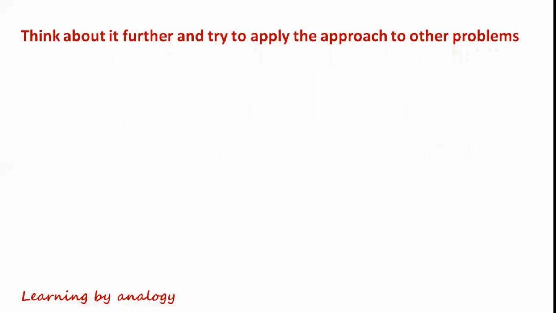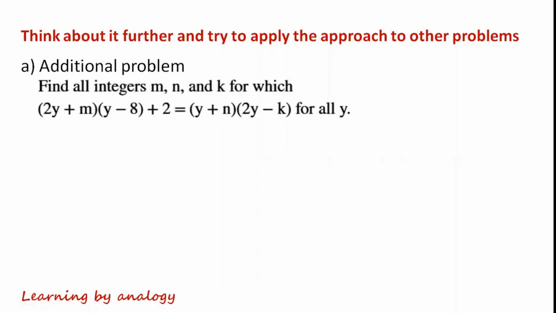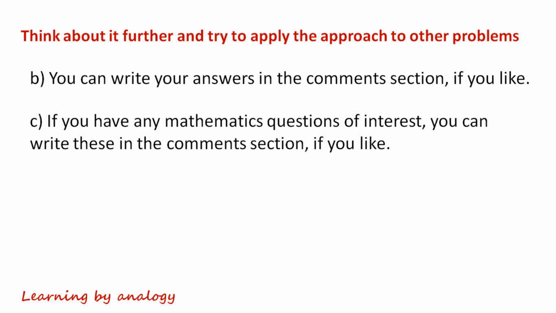Think about the thought process for the previous question further and try to apply the approach to other problems. Such as this one. Find all integers m, n, and k, for which (2y + n)(y - 8) + 2 = (y + n)(2y - k) for y. You can write your answers in the comments section if you like.